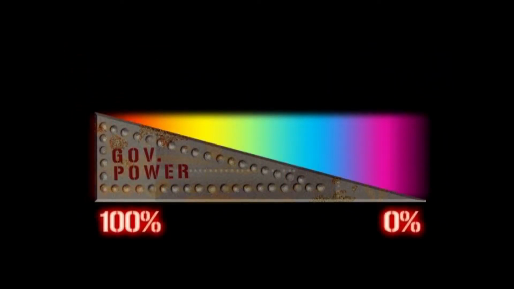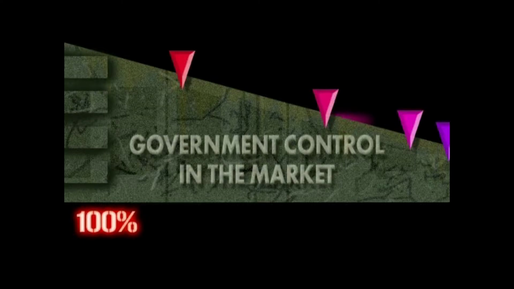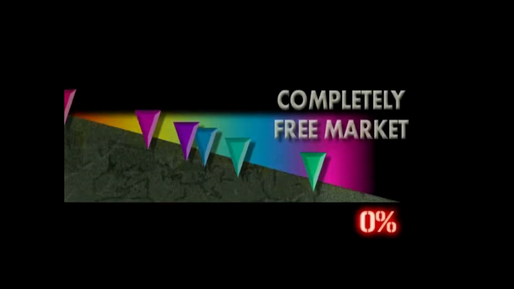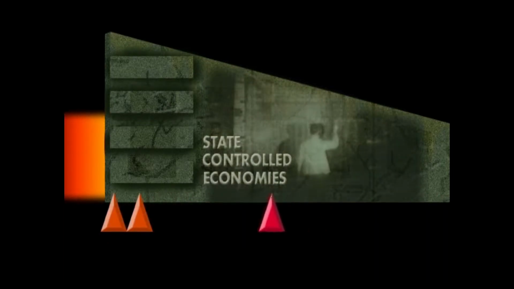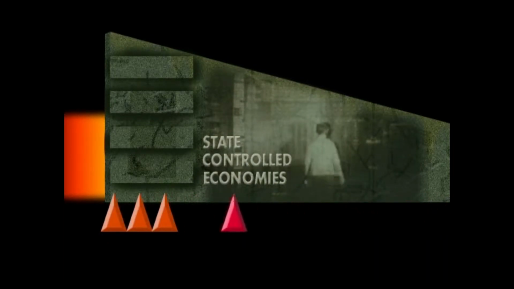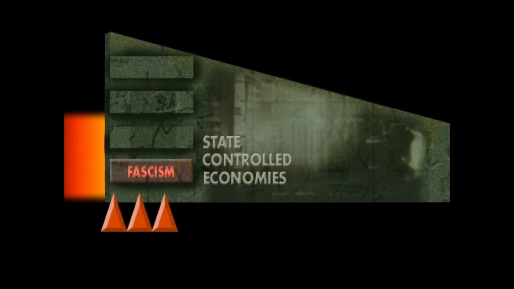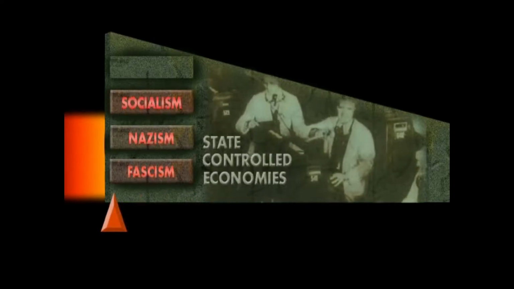Just as the political spectrum shows the range of government power, we can also plot the various economic systems along another spectrum. These forms of government control in the market stand in sharp contrast with a completely free market. In the last century or so, there have been basically 4 forms of state-controlled economies, all on the far left of the economic spectrum: fascism, Nazism, socialism, and communism.